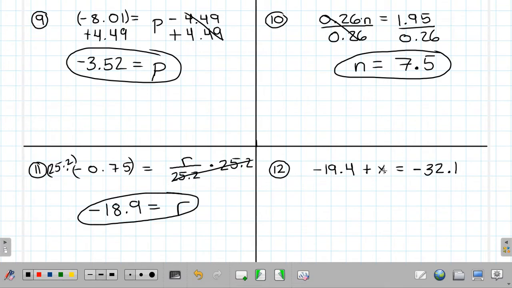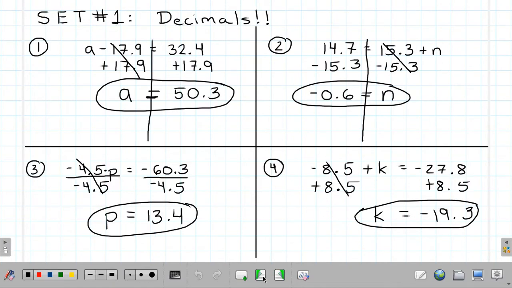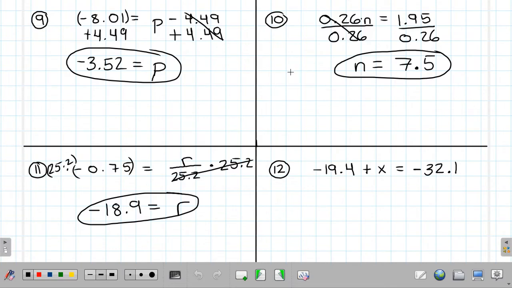And the last one of the first ones here, number 12, works just exactly the same as number 4, okay? Except the numbers just change a little bit. We have negative 19.4 plus x is equal to negative 32.1. Once again, the whole goal is we want x by itself over here. So we've got to do something so we get x by itself. Well, we need to get rid of this negative 19.4, but we're adding it to x. So that means we need to make this 0, meaning we need to add 19.4.